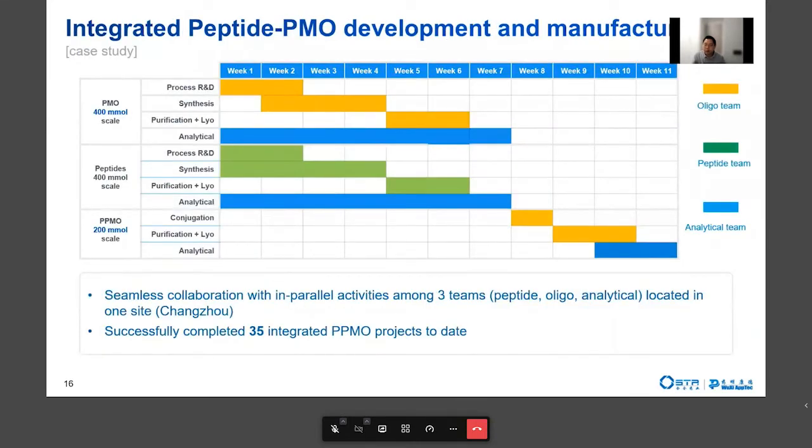This slide shows a case of a conjugation project with peptide to PMO. As you know, we have both peptide and oligo CMC teams, so we can mobilize our peptide, oligo, and analytical teams to work together in parallel to reach good efficiency. We have been working with most of the industry-leading research companies in this field and have successfully completed over 35 integrated PPMO projects so far.